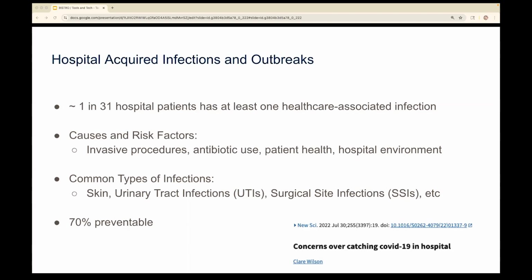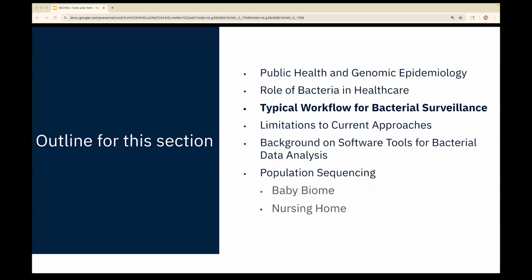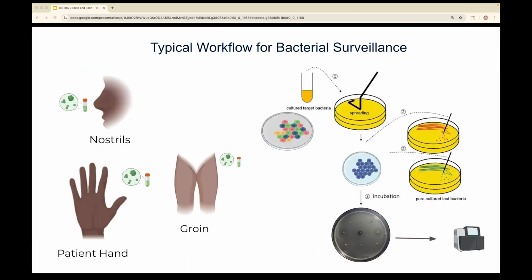And so how do we go about treating this, right? So I talked about public health, epidemiology, and the role of bacteria in healthcare. And now we're going to get into a typical workflow for bacterial surveillance. And so sample collection first is swabs taken from different sites in the hospital and the patient's body, right? We talked about nasal swabs, saliva. When you're dealing with certain bacteria in the hospital, sometimes they're more prevalent in certain areas of the body. VRE, for example, resides in the intestine. So you would take a groin swab, for MRSA a nasal swab, and things like that.